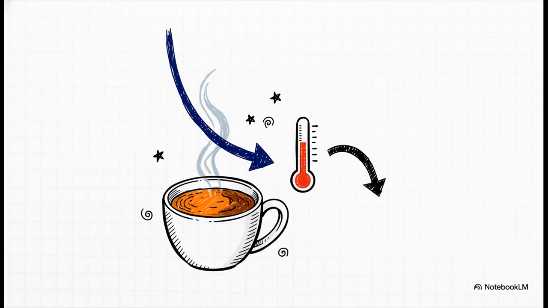And believe it or not, you probably have an example of this sitting on your desk right now. According to Newton's law of cooling, the temperature of your hot coffee doesn't drop in a straight line. Nope, it follows an exponential decay curve as it slowly cools down towards room temperature.